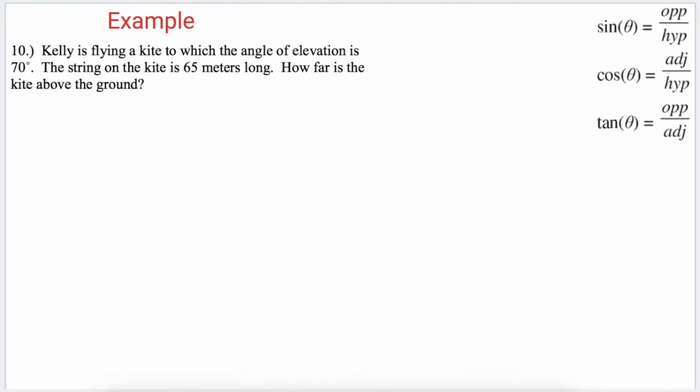The second example that we're going to look at says: Kelly is flying a kite to which the angle of elevation is 70 degrees. The string on the kite is 65 meters long. How far is the kite above the ground? The first thing that we're going to do is draw a diagram.